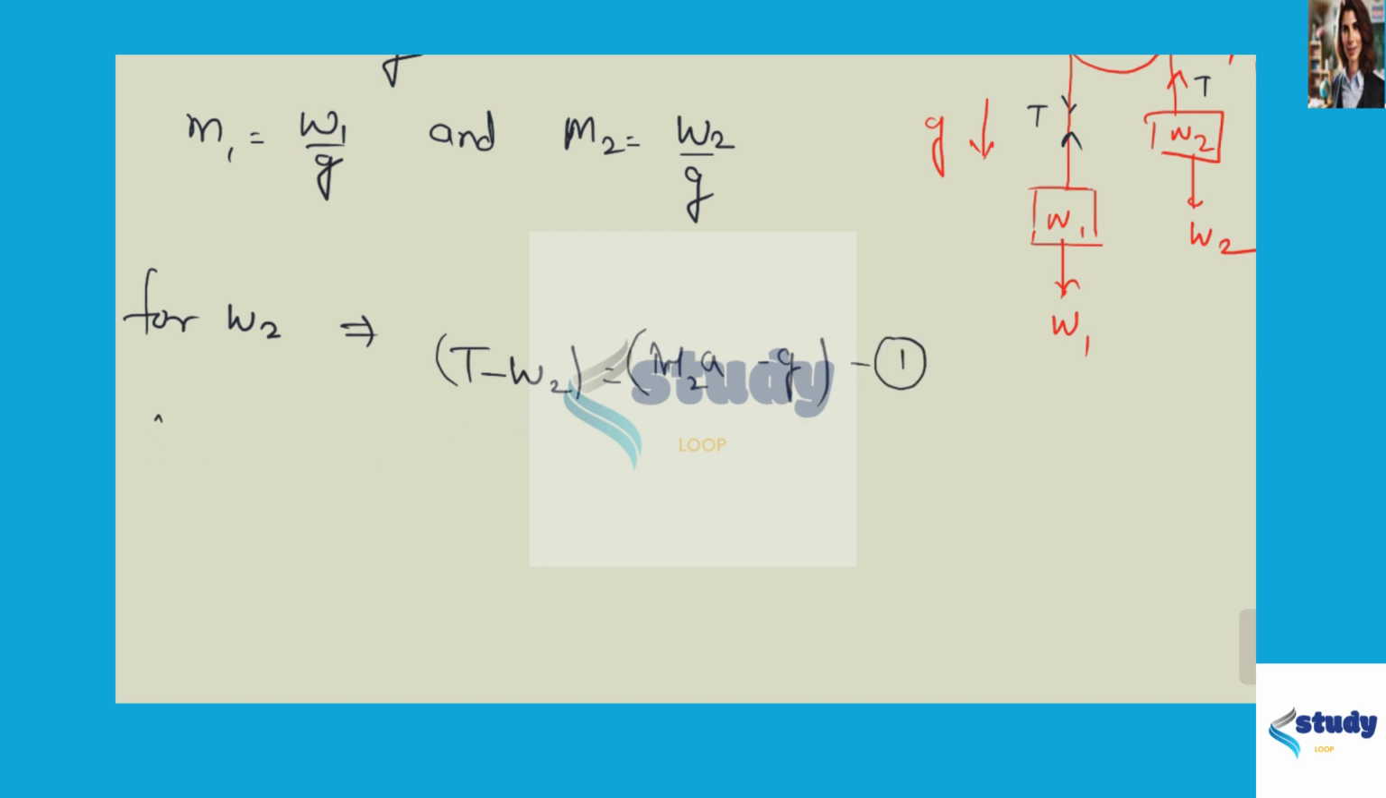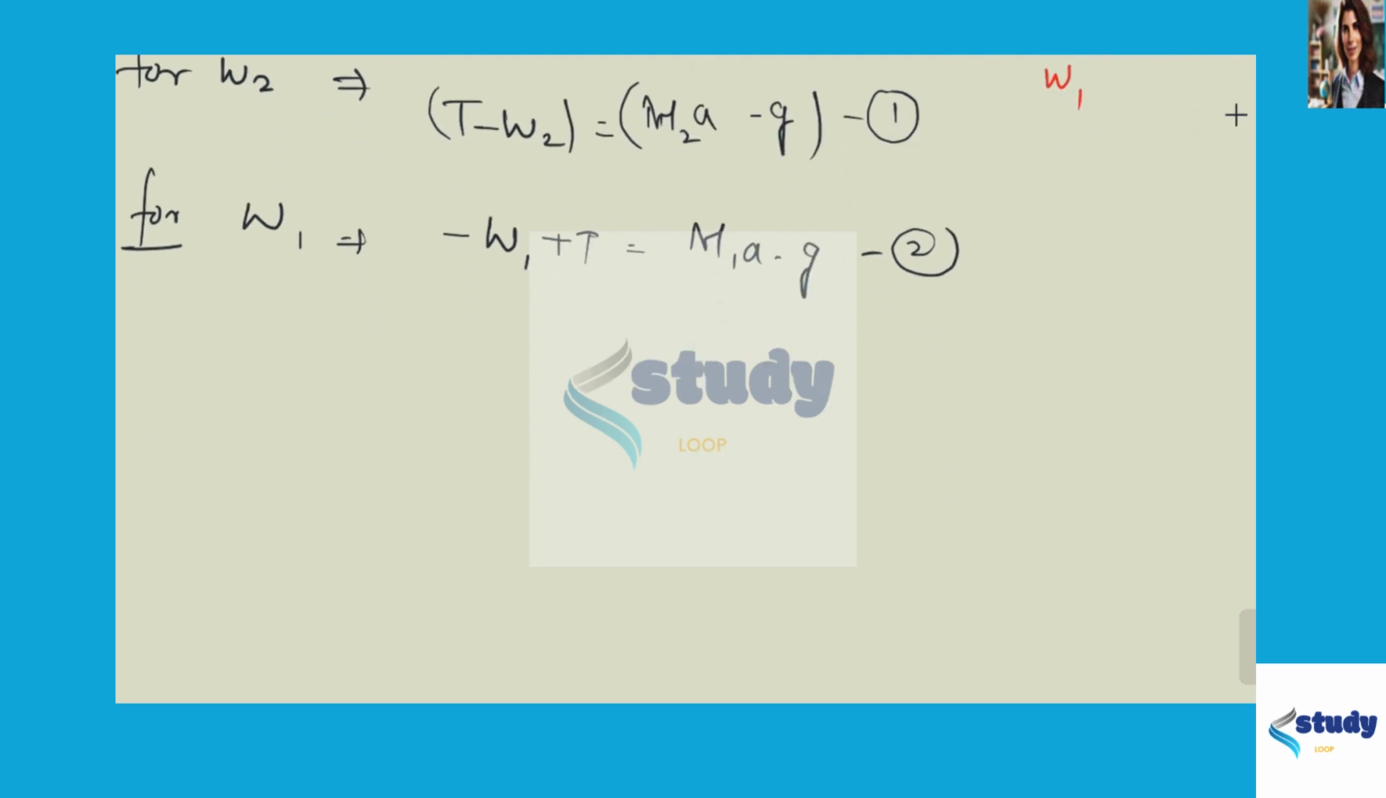Similarly, for weight W1, the net force is written as minus W1 plus T, and this is equal to M1 into (A minus G). This is our equation second. Now I am going to subtract equation first minus equation second.